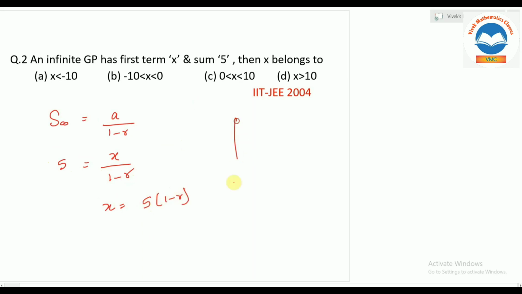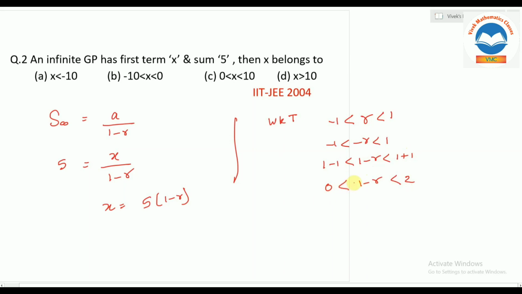We know that for an infinite GP, r should vary from -1 to 1. So we will try to find the interval of x. Minus r will also vary from -1 to 1. If you add 1 to all sides, you will get 1 minus 1 less than 1 minus r, which is less than 1 plus 1. So 0 is less than 1 minus r, which is less than 2.